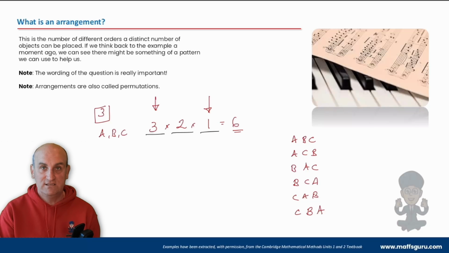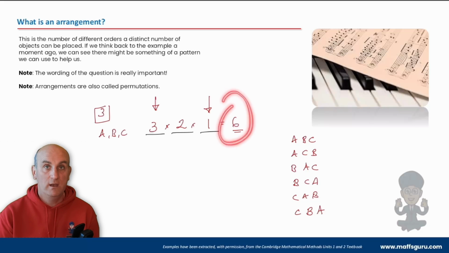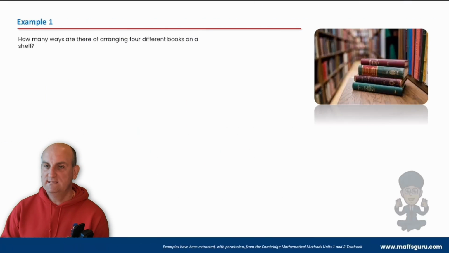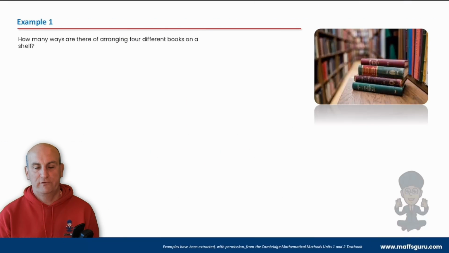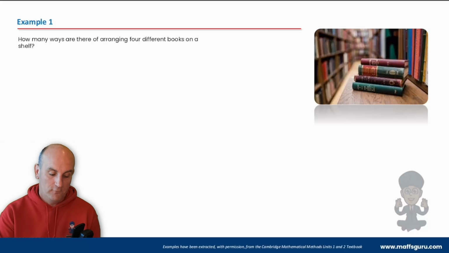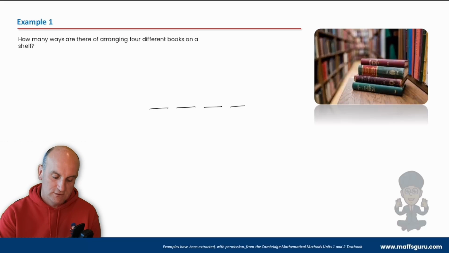Now, sometimes it actually helps to be able to write these things out, but in most cases we're just interested in the number. How many ways are there of arranging 4 different books on a shelf? Well, I'm just going to imagine that these books have little placeholders, 1, 2, 3, and 4. Again, I've got 4 things to choose from initially.